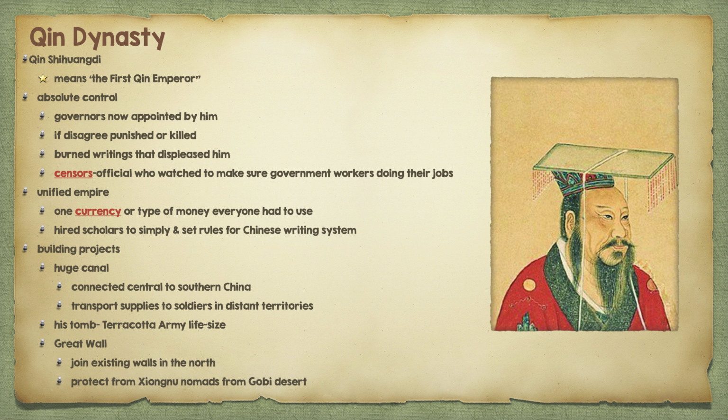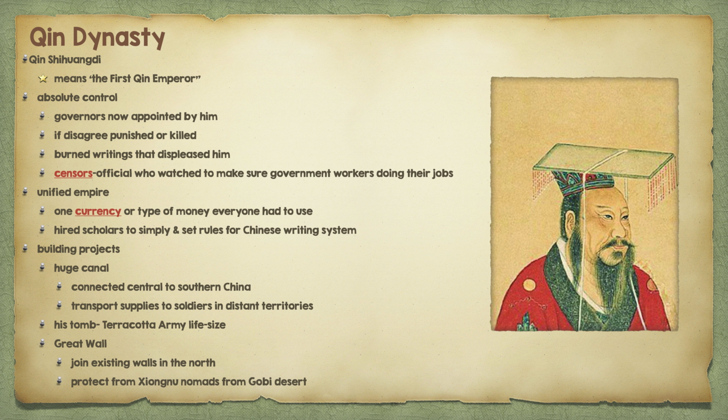So he takes that away, so it's not just in your family. And if you dare disagree with him, he punishes you harshly or even kills you. If there were writings he didn't like, histories that didn't make him look good, or anything that he didn't approve of, he just had them burned. He hired government censors. Censors are government officials who watch the other government officials to make sure they're doing their jobs. So it was very tight control.